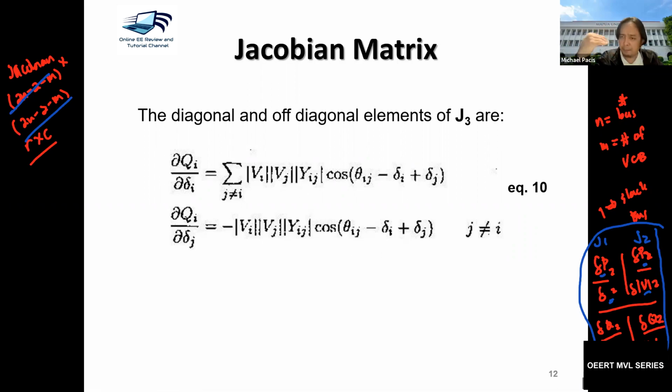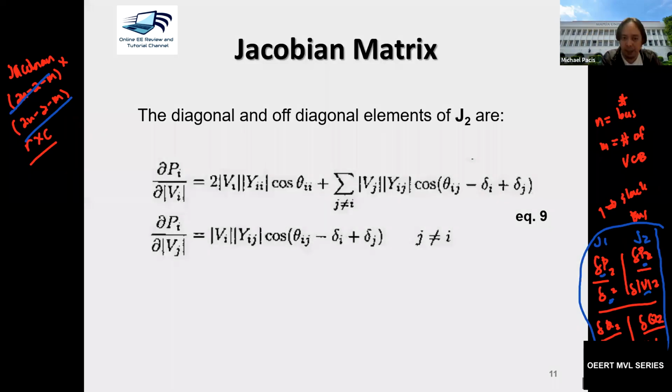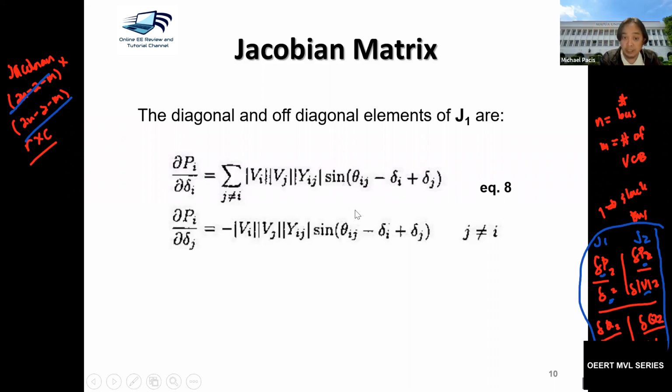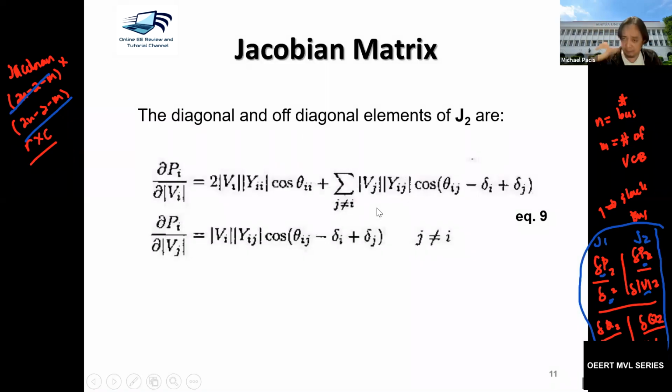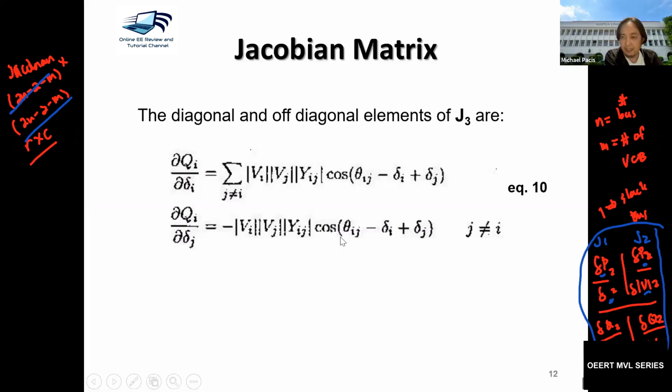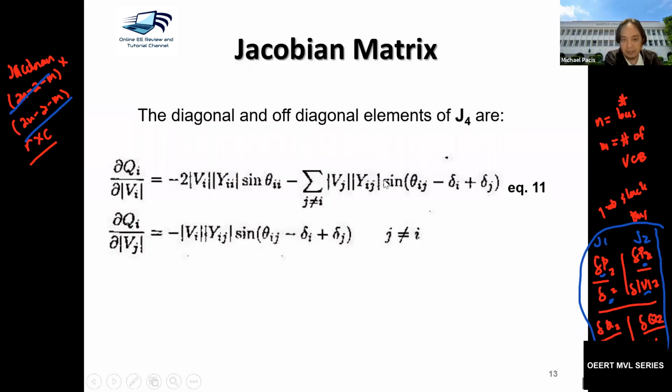As you can see, they have the same pattern on P. If we go back here, they have the same pattern. What happened is it just became cosine. You can see it if you observe it carefully. And last but not least, for J4, this is not equal to J2, because they are different. But please take note of J1 and J3. The only difference is cosine and sine. And this is for the diagonal and the off-diagonal for J4. The formula directly uses the partial derivatives of Q versus the magnitude of V, which constitutes J4.